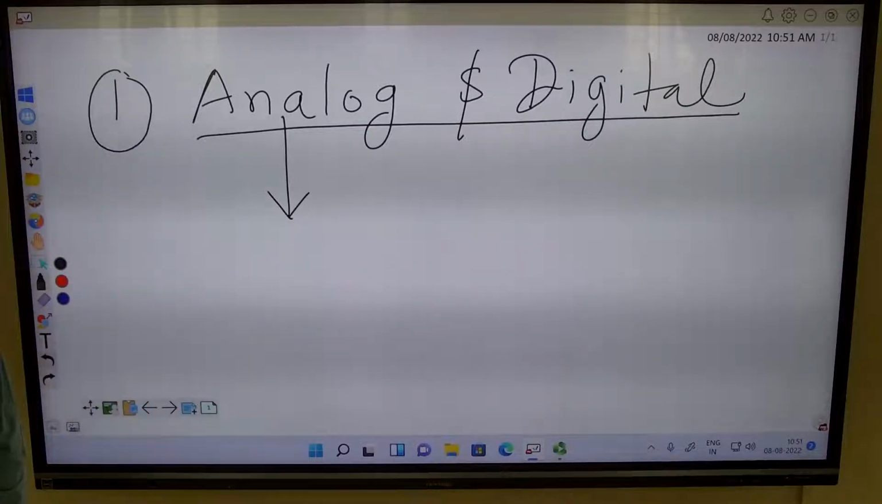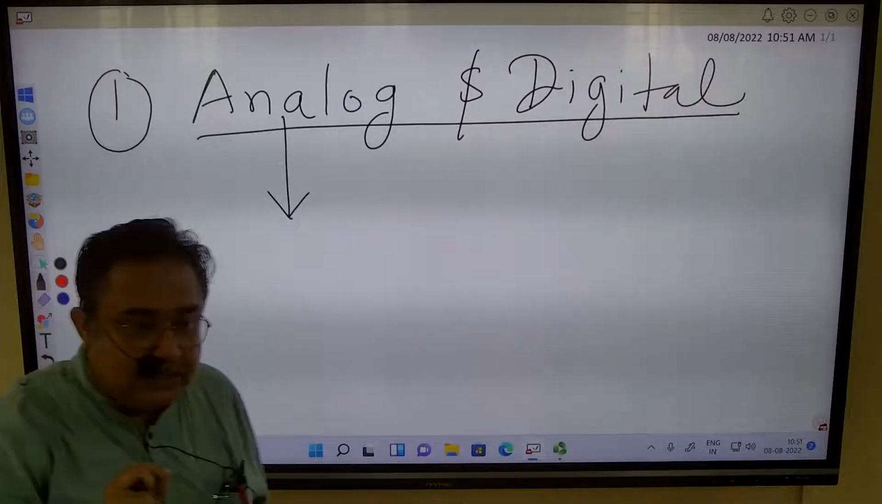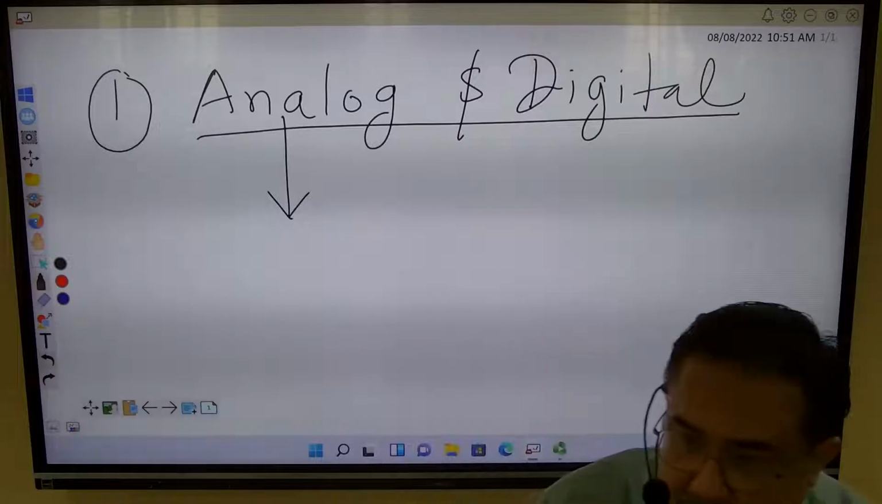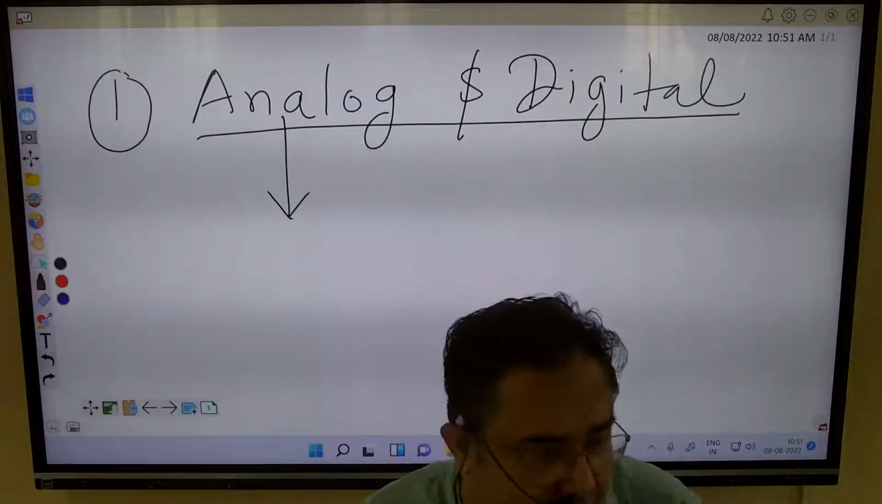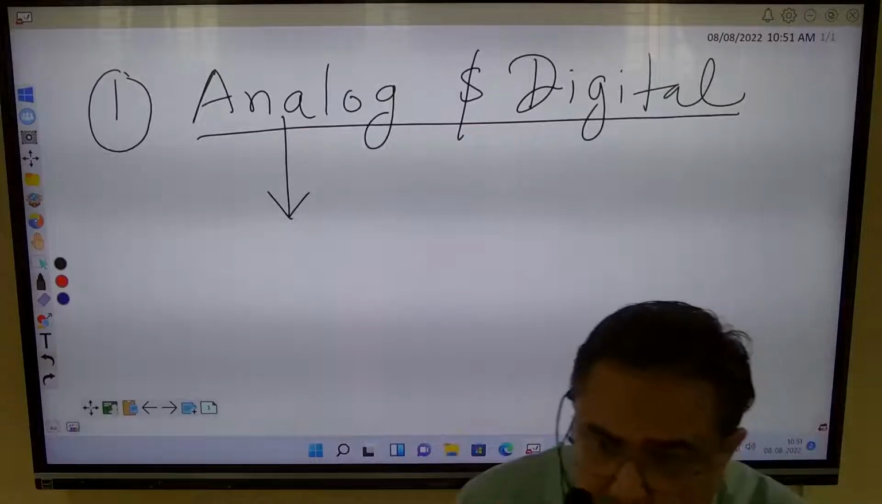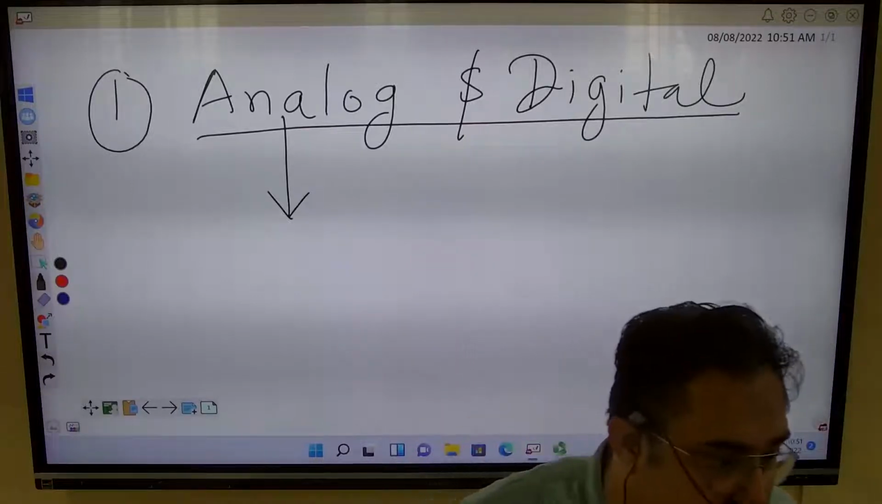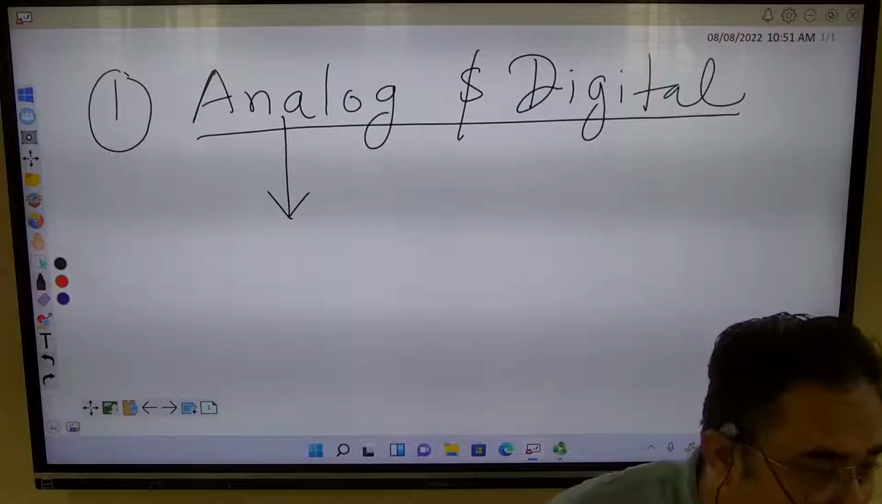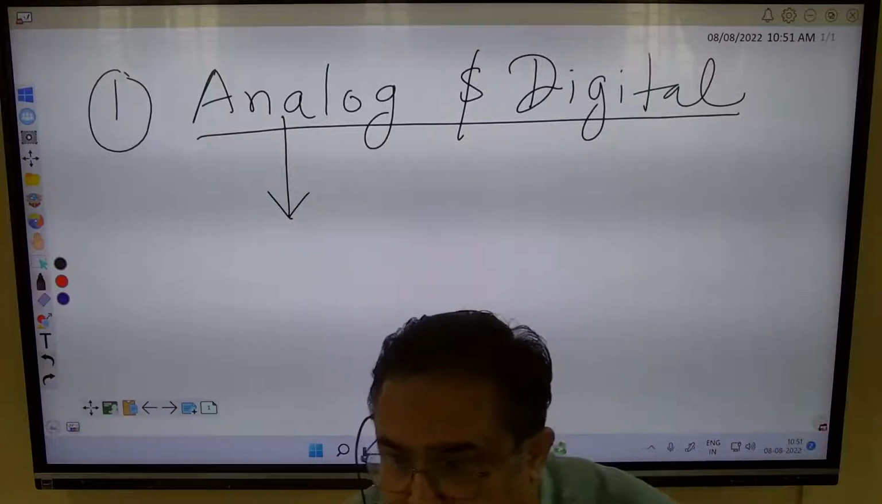Now when I say analog, it means the signal is continuous. The signal is continuous, whether voltage or current or power or energy, whatever may be the situation, it is in continuous form. And if discontinuity is there, that is periodic, that is, it repeats itself after a particular period of time.